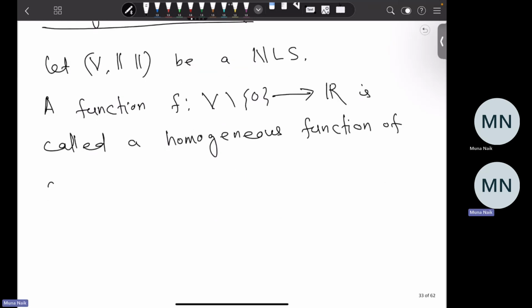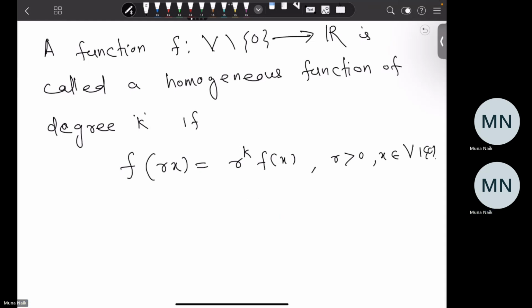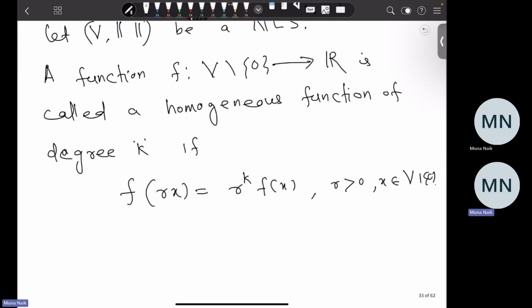of degree k if you have this relation: f(rx) is equal to r^k f(x). This happens for r greater than 0 and x belonging to B minus {0}. So a function f from B minus {0} to R is called a homogeneous function of degree k if this holds.